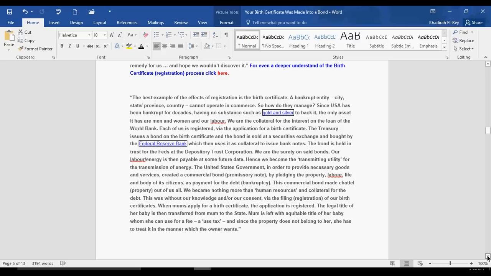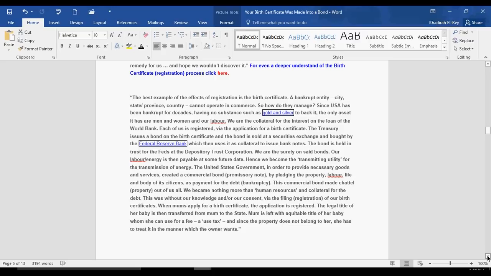All right, the United States government, in order to provide necessary goods and services, creates a commercial bond, which is a promissory note, by pledging the property, labor, life, and body of the citizen, or alleged citizen, as payment for the debt bankruptcy. This commercial bond made chattel property out of all of us. We become nothing more than human resources and collateral for the debt. This is without our knowledge and or our consent, via the filing registration of our birth certificate.